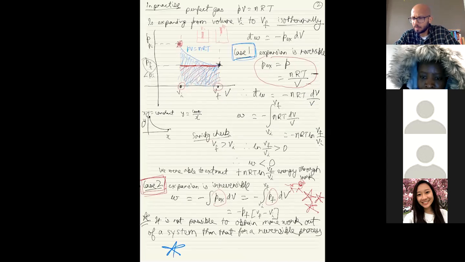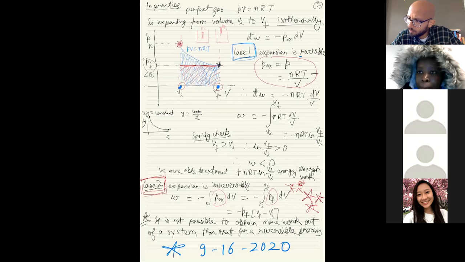This is in the 9/16 lecture. We looked at this important, simple example. Important not because I'm going to give you an exam problem like this, but rather, if you understand this, it will help you in the remainder of the semester. So here we showed that if we have a system going from volume initial to volume final, it happens in two different ways. It happens in a reversible way.